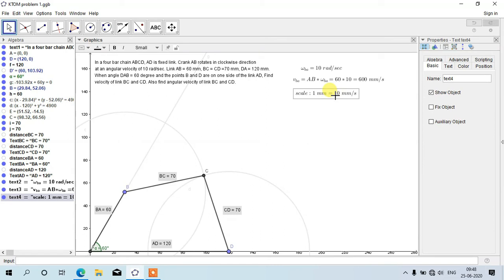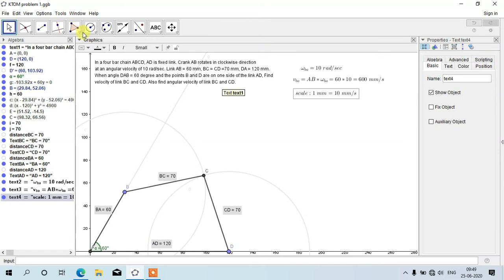You can assume another scale also. You can assume 10 mm is equal to 10 mm per second. But you should keep in mind that this value, after conversion from mm per second to mm, should fit into your page. Okay, so I have assumed this appropriate scale that 1 mm is equal to 10 mm per second. So let's draw this velocity of link.